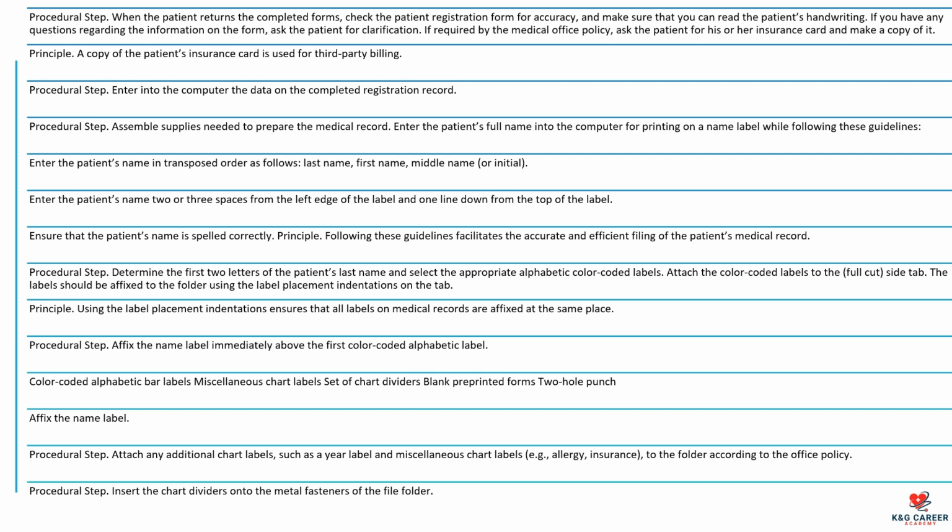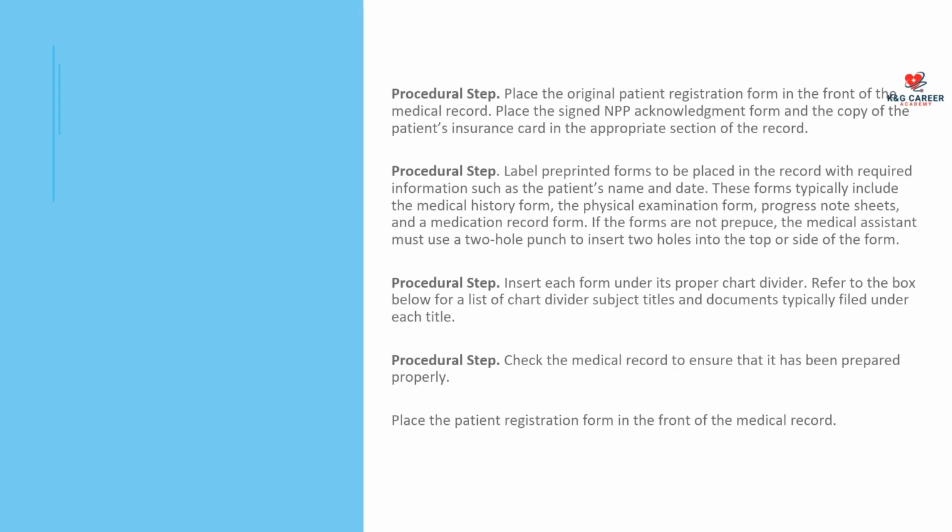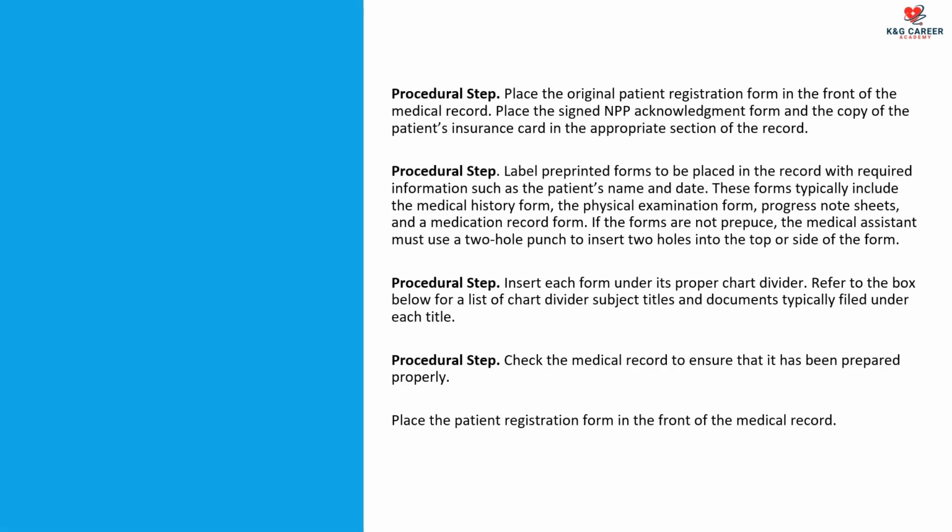Procedural step. Insert the chart dividers onto the metal fasteners of the file folder. Procedural step. Place the original patient registration form in the front of the medical record. Place the signed NPP acknowledgement form and the copy of the patient's insurance card in the appropriate section of the record.